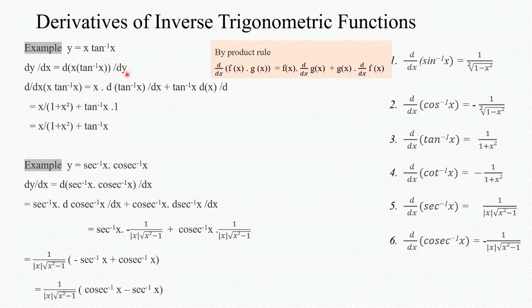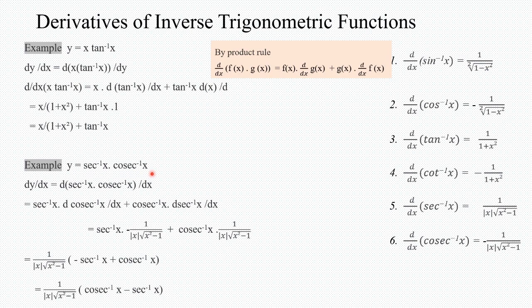Dy by dx is equal to x multiplied by differentiation of tan inverse x plus tan inverse x multiplied by differentiation of x, which is equal to x multiplied by 1 by 1 plus x square, plus tan inverse x multiplied by 1, which is equal to x by 1 plus x square plus tan inverse x.